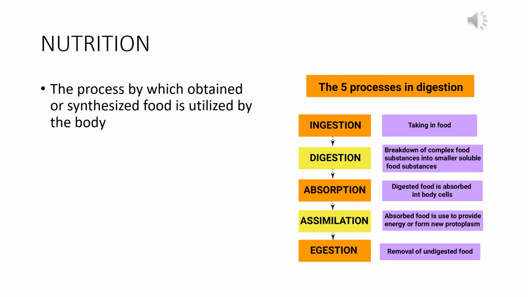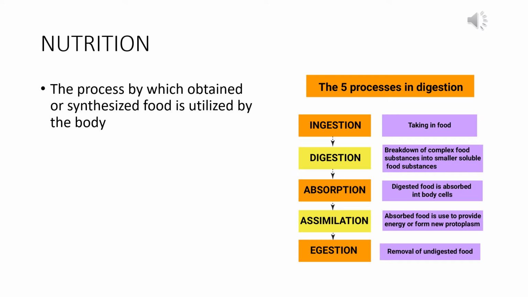Nutrition is the process by which the obtained or the synthesized food is utilized by the body. How the body is actually using the food that we are eating. Now, the process of nutrition actually needs the process of digestion because without the food being digested, that cannot be used by our body. So the 5 steps in digestion are: the first step is called ingestion, or taking in the food or eating the food.